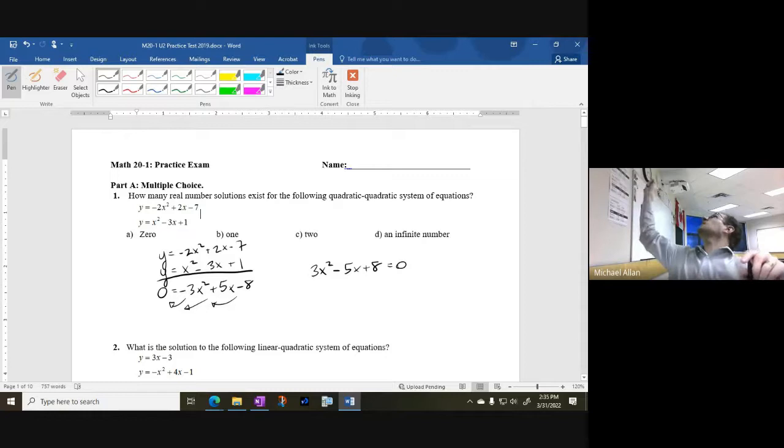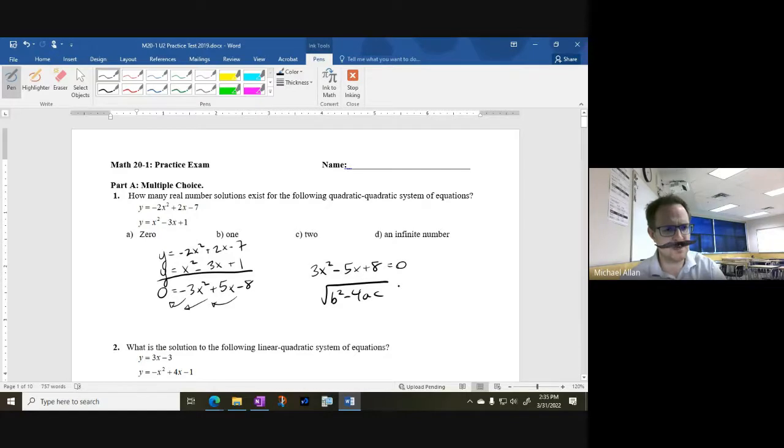And then to determine the number of solutions, I'm going to use my quadratic formula, but just the discriminant part. The square root part tells us a lot about this question. So I'm going to find out this part of it, the b squared minus 4ac. I don't care about the square root part. I just want to know what this number is.